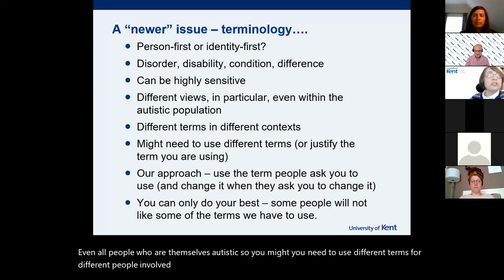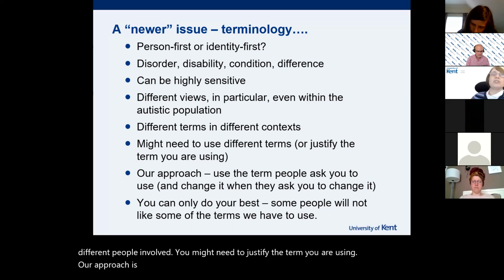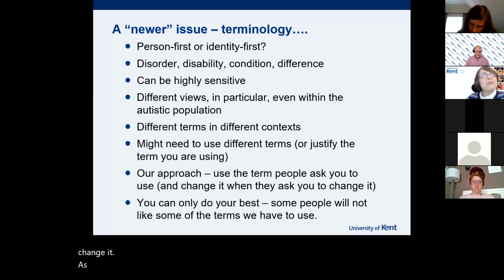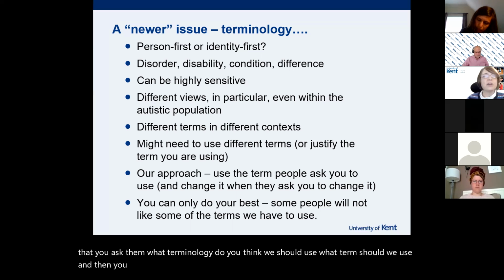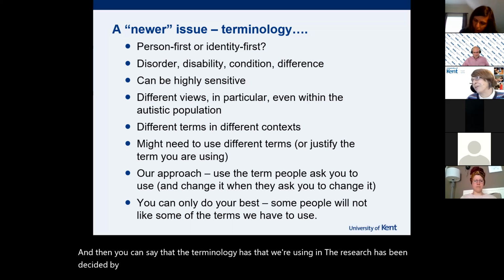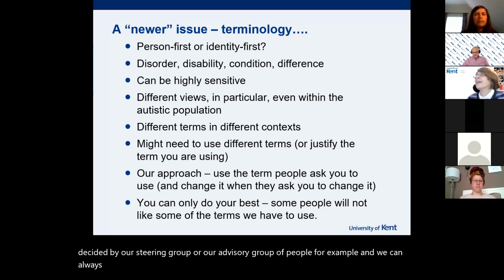You might need to justify the term you are using. Our approach, as a general rule, is to use the term people ask you to use and change it when they ask you to change it. Usually it really helps if, when you first consult people about the research, you ask them, what terminology do you think we should use? What terms should we use? And then you can say that the terminology we're using in the research has been decided by our steering group or our advisory group of people, for example. And we can always just recognize that not everybody uses the same terminology.